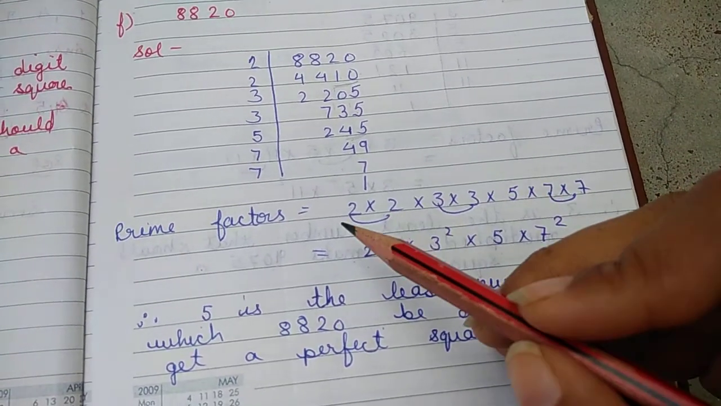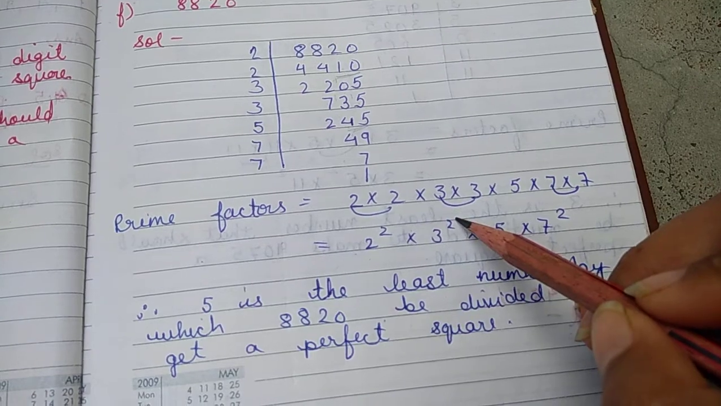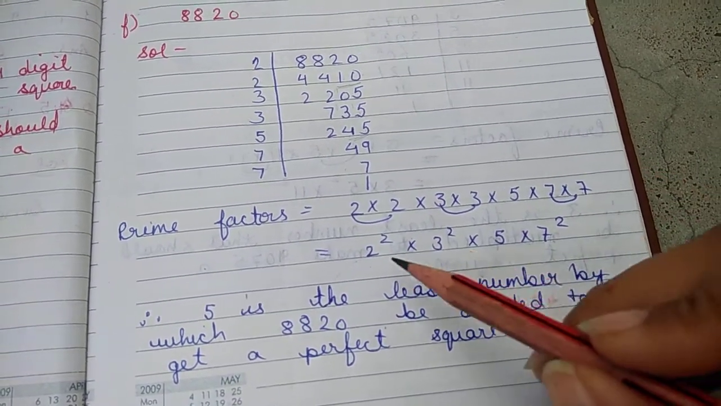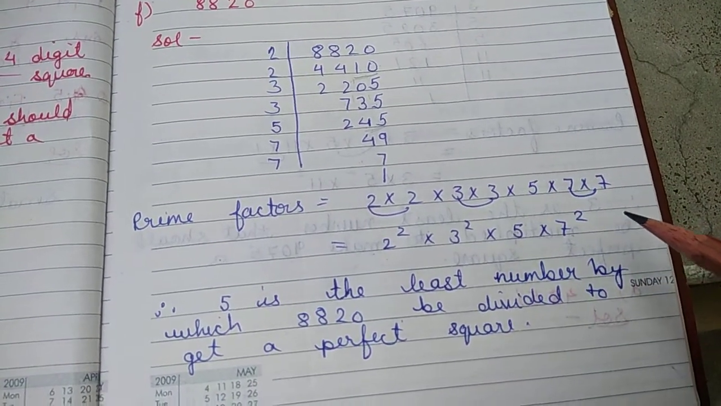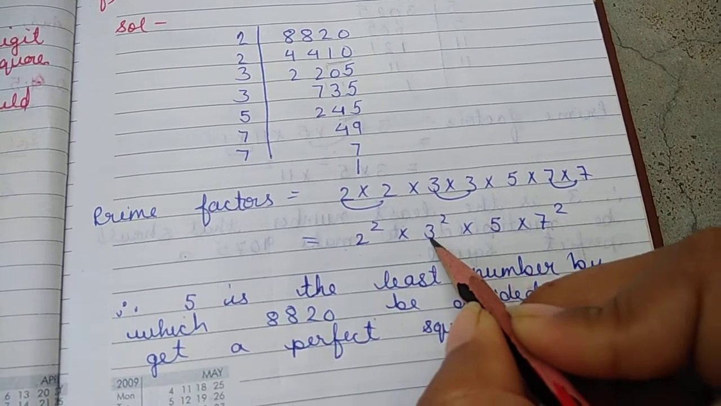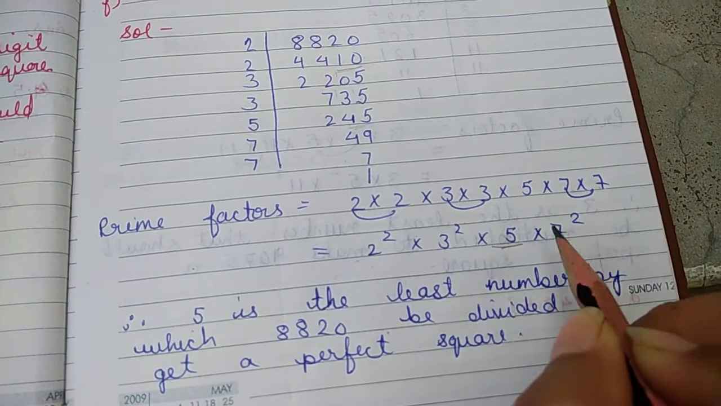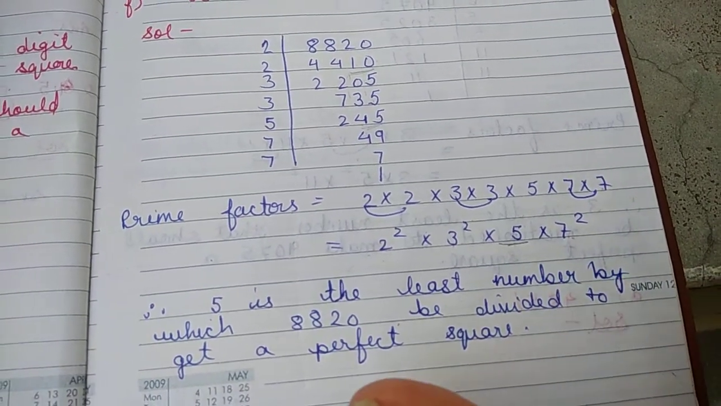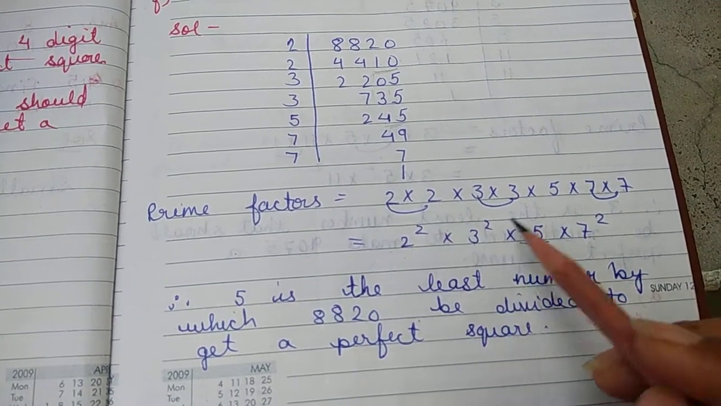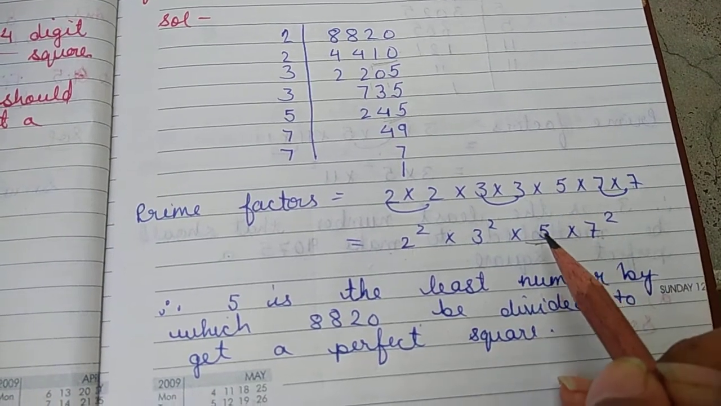Pair it up. After pairing up, we have a pair for 2, we have a pair for 3, we don't have any pair for 5, and we have a pair for 7. So what is that number which should be removed by division? This is paired up, this is paired up, this is not paired up, this is paired up. The number which is not paired up, we always multiply or divide with that number only. Keep in mind, all the numbers which are paired up, we will not touch them.